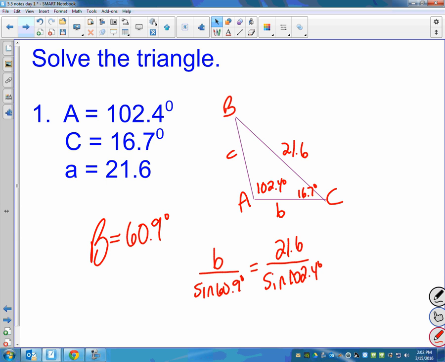It's really great if you show me that, because if you type something wrong in your calculator and you don't show me that you set it up right, I can't give you partial credit for that. So what would you do to solve this?